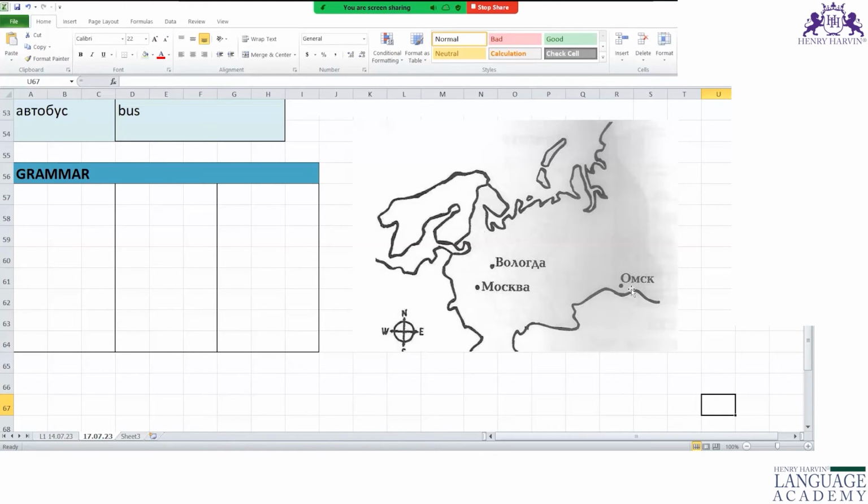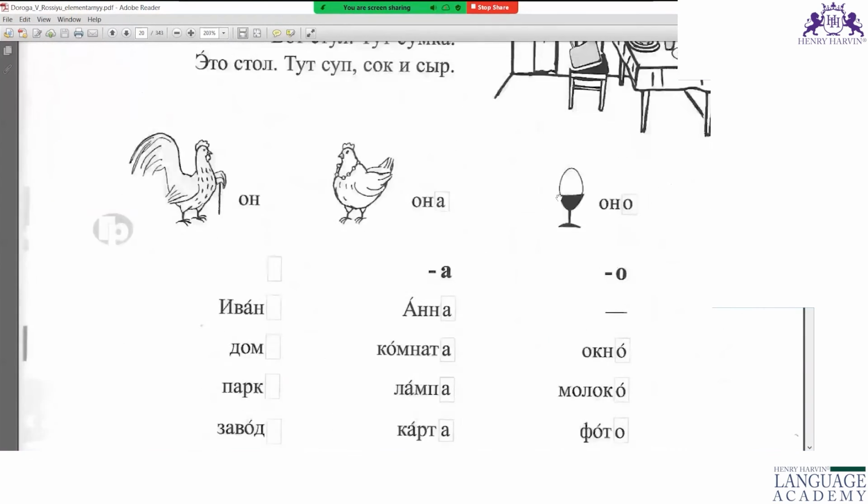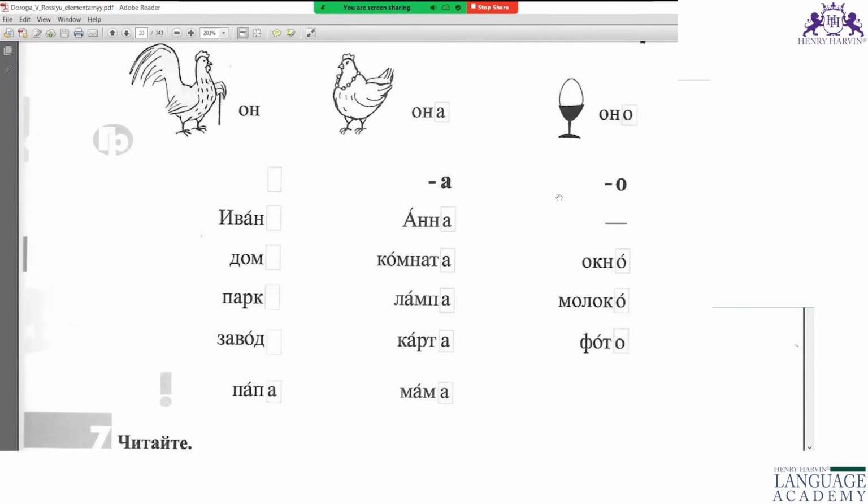Это город Омск. Perfect. Now we get to some grammar here. So as I mentioned at our first lesson, we have 3 genders in the Russian language. It is masculine, feminine, and neuter genders, okay? So I told you already the rule last time, but I told you that we will add something new, we will repeat it. So here we do it today.